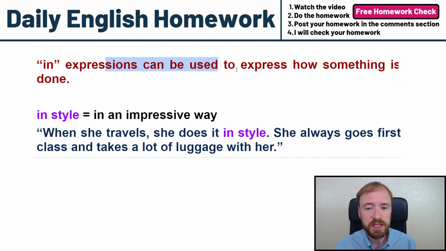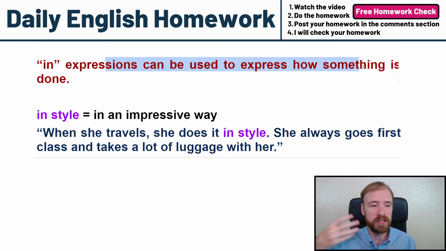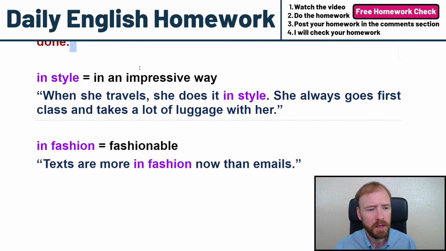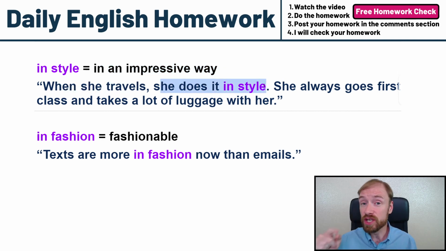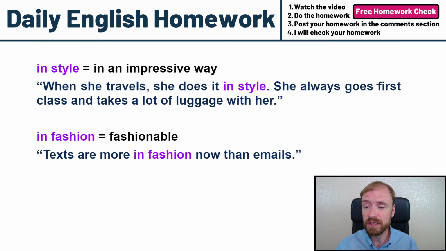So, in expressions can be used to express how something is done. In style, in an impressive way. When she travels, she does it in style. She travels in style. So in an impressive way, a very classy, good way. So how is she in style? She always goes first class and takes a lot of luggage with her. So, wow, she's in first class, a lot of luggage. So in style, in an impressive way.